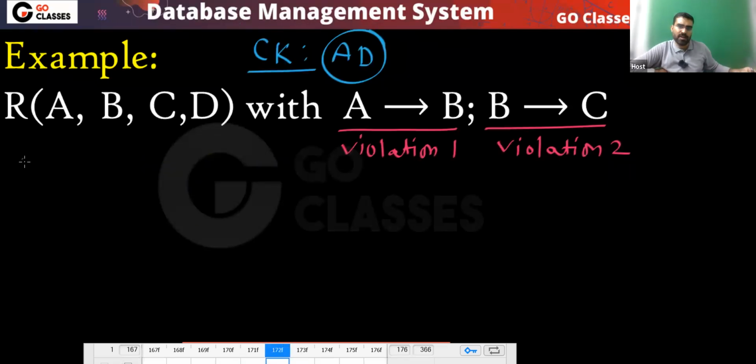Now, what is the approach? For method 1, what can you do? Either you can take this violation first or you can take that violation first. Do you agree? So in method 1, what do you do? You take violation 1.